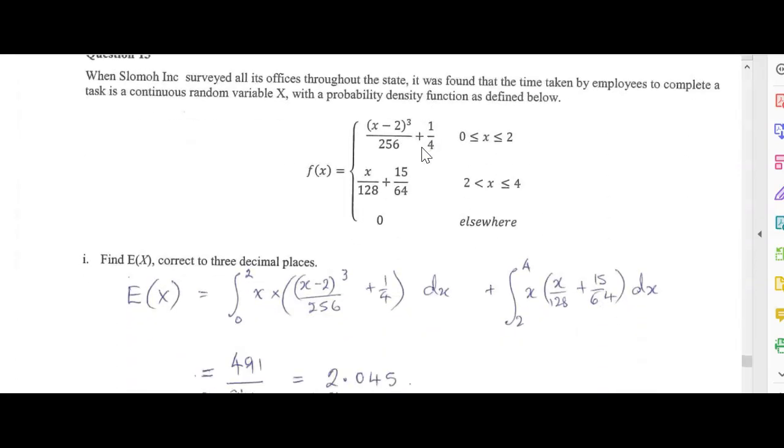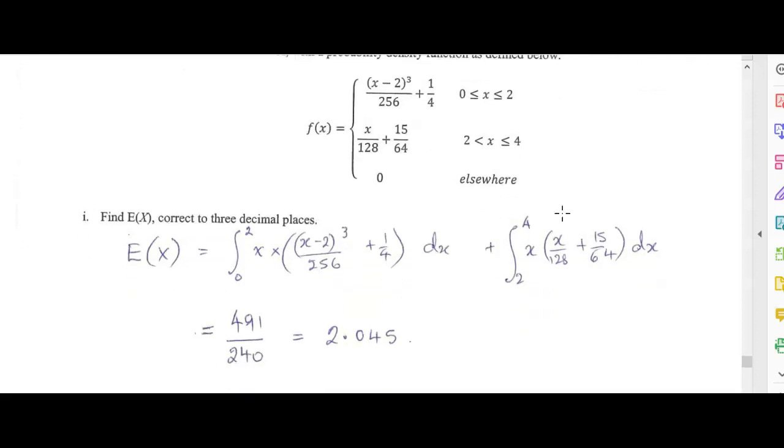All right, question 13. When Slow-Mo Inc. surveyed all its offices throughout the state, it was found that the time taken by employees to complete a task is a continuous random variable x with a probability density function. Okay, so this time they're not linear and we still have 2. Okay, so find your expected value.